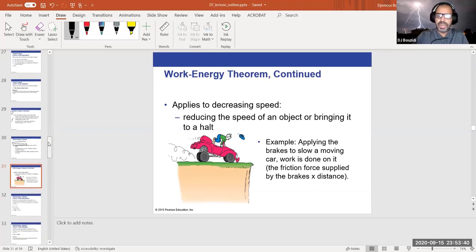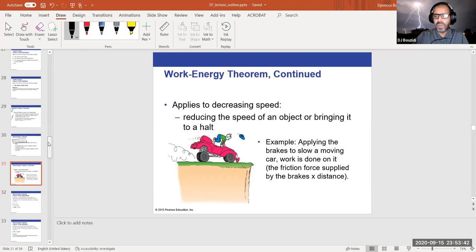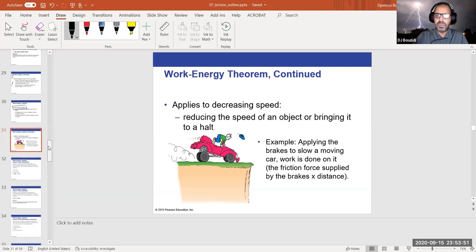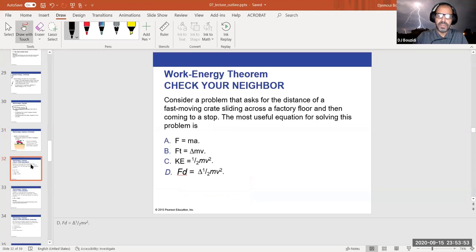And it applies to either increasing or decreasing, okay? It applies to either doing work against something like the force of friction, or having work done like in the case of the engine, okay? So either energy is pumped into the system or removed from the system.